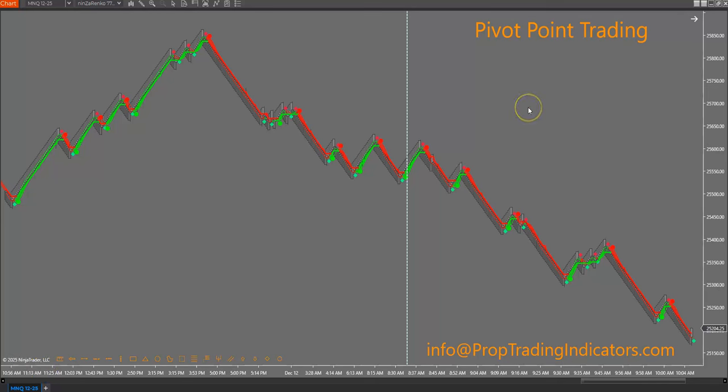Let's take a look at the pivot point trading diamond and dot setup. I've been experimenting with different time frames and additional candlesticks. Keep getting emails about it, so I'll go over it real quick.